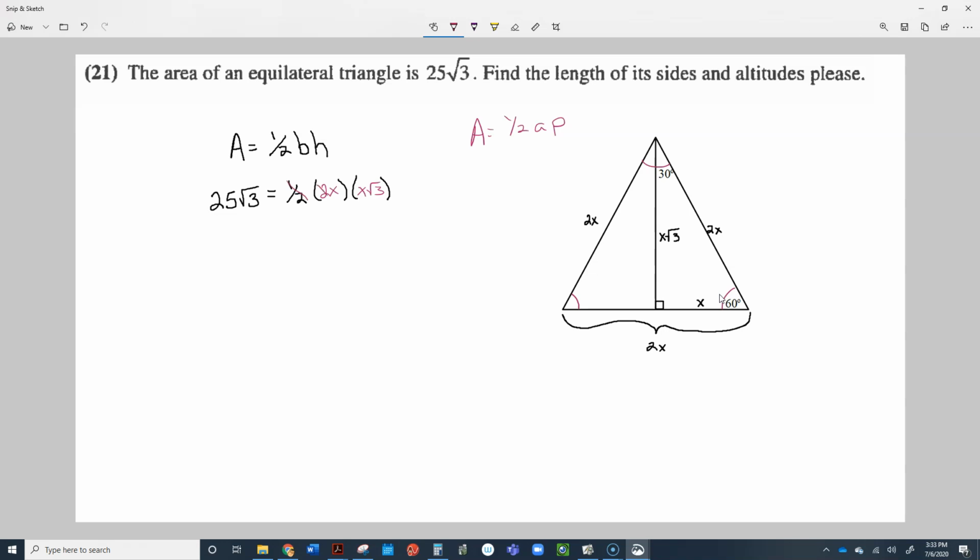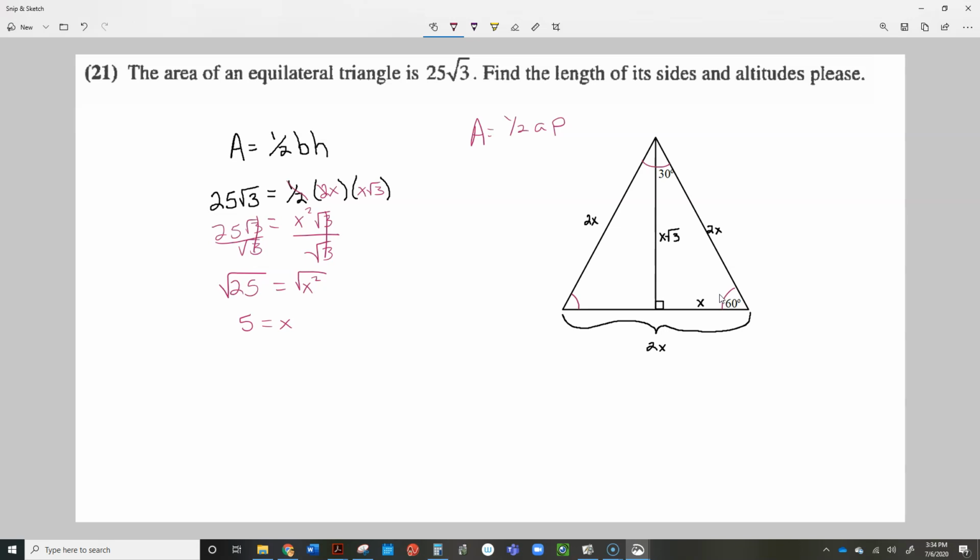So the 1/2 and the 2 cancel each other out. And so we get x squared times the square root of 3 is equal to 25 square roots of 3. To get the x by itself, divide both sides by the square root of 3, and they divide out on both sides. Cancel is not a good word. And then to figure out the value of x, we take the square root of both sides, and we get 5.